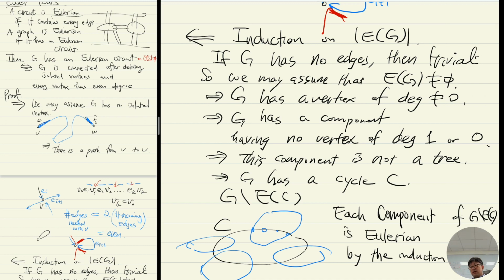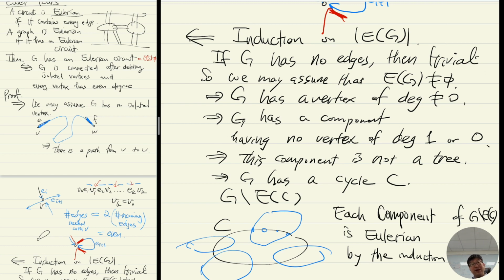Why? Because if you look at each component, every vertex has even degree, because you delete the cycle C, so you either decrease the degree by 2 or 0. So what used to be an even degree vertex will still be an even degree vertex. And as long as the graph stays connected, we can apply the induction hypothesis. I know that each component is connected, so by applying the induction hypothesis, each component will have an Eulerian circuit.